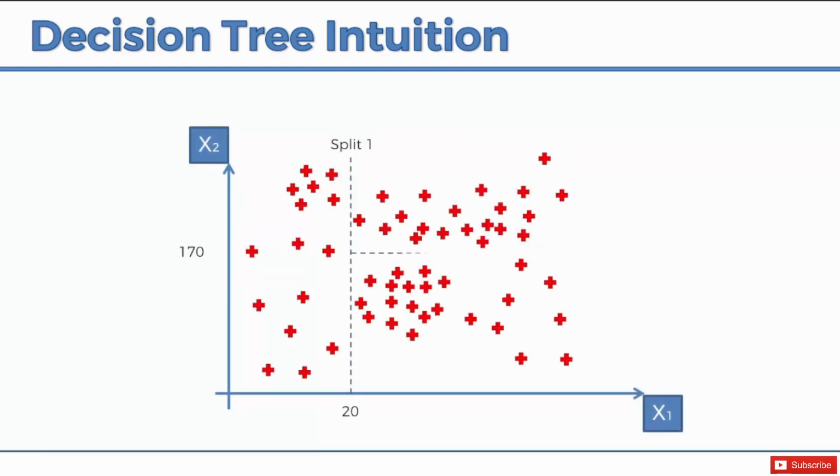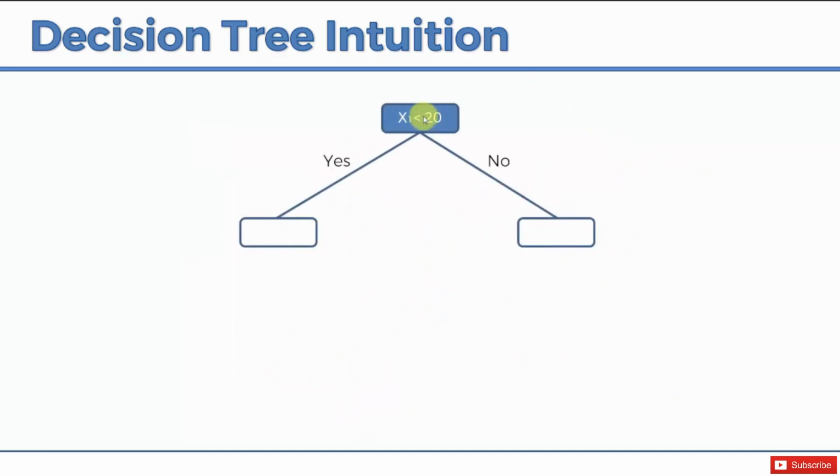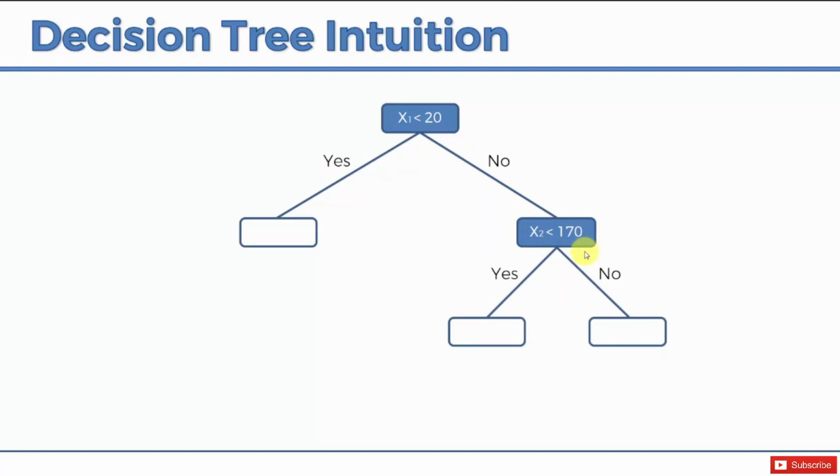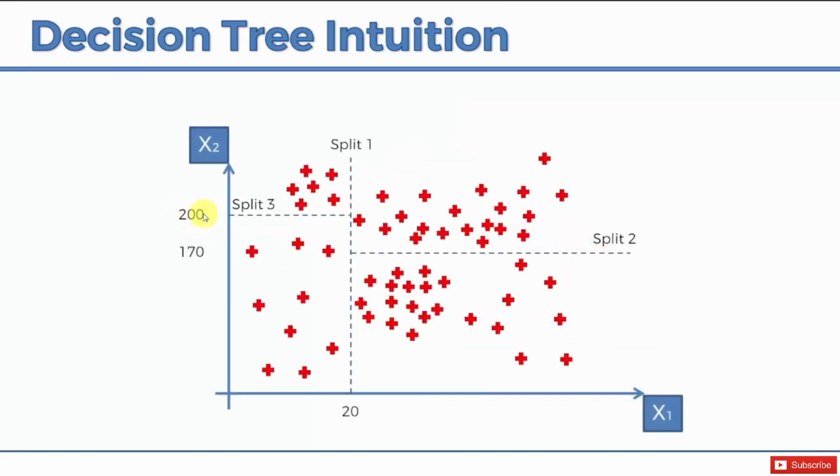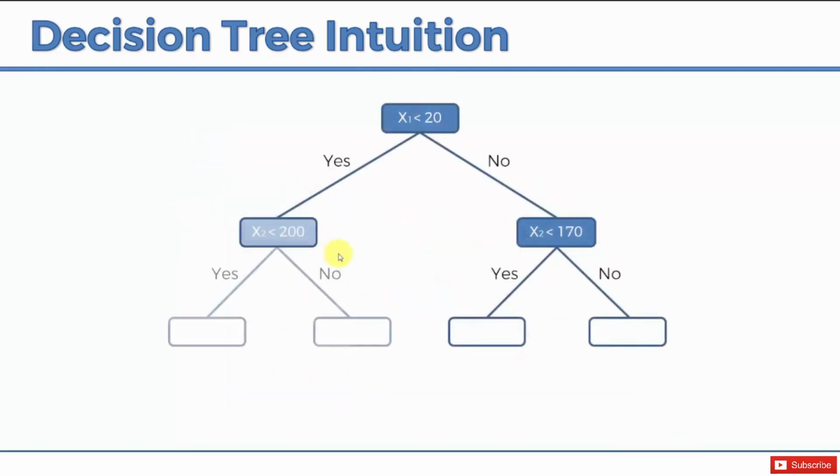Next happens split 2. Split 2 happens at 170 and only happens for the points that are greater than 20. So that means you would check this condition, x1 is less than 20, meaning you check no, the answer is no, and then you check if x2 is less than 170. Then split 3 happens on the other side, and it checks if x2 is less than 200. Let's add that here, x2 is less than 200.